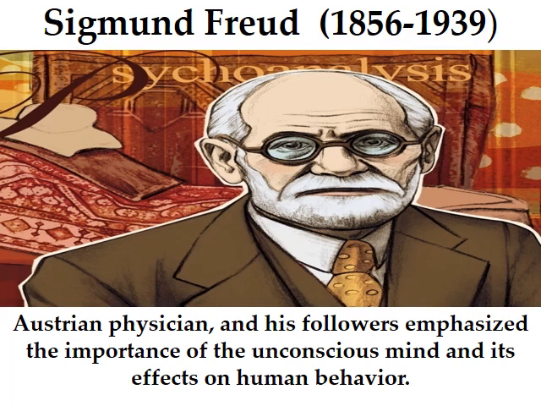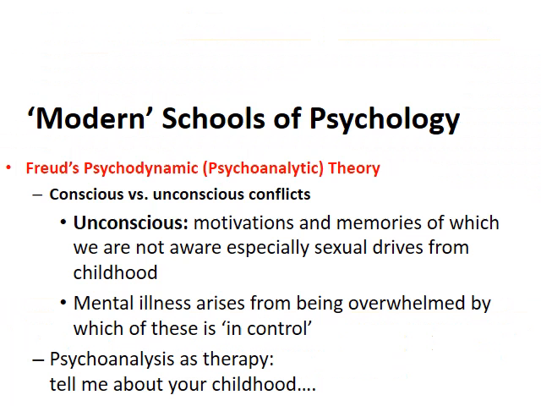Now, let's talk about one of the characters in psychology, Sigmund Freud, 1856 to 1939. An Austrian physician, he and his followers emphasized the importance of the unconscious mind and its effects on human behavior. Let's talk about the modern schools of psychology. We move into one of the most controversial domains of psychology, Freud's psychodynamic theory. I should point out that while Freud was the originator of this domain, he was by no means the only psychologist who held to these beliefs. A number of people worked with him throughout the years and then started their own psychodynamic departments.